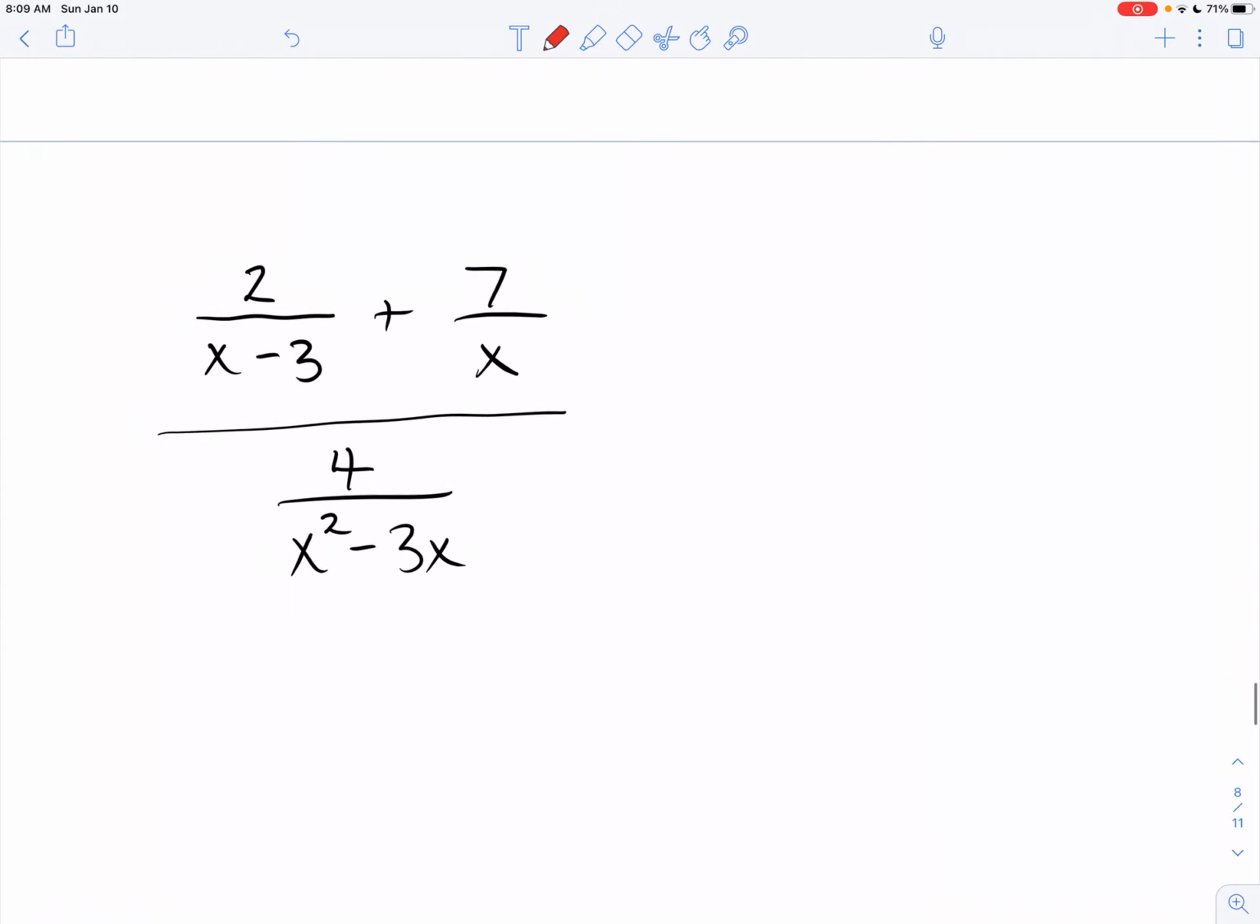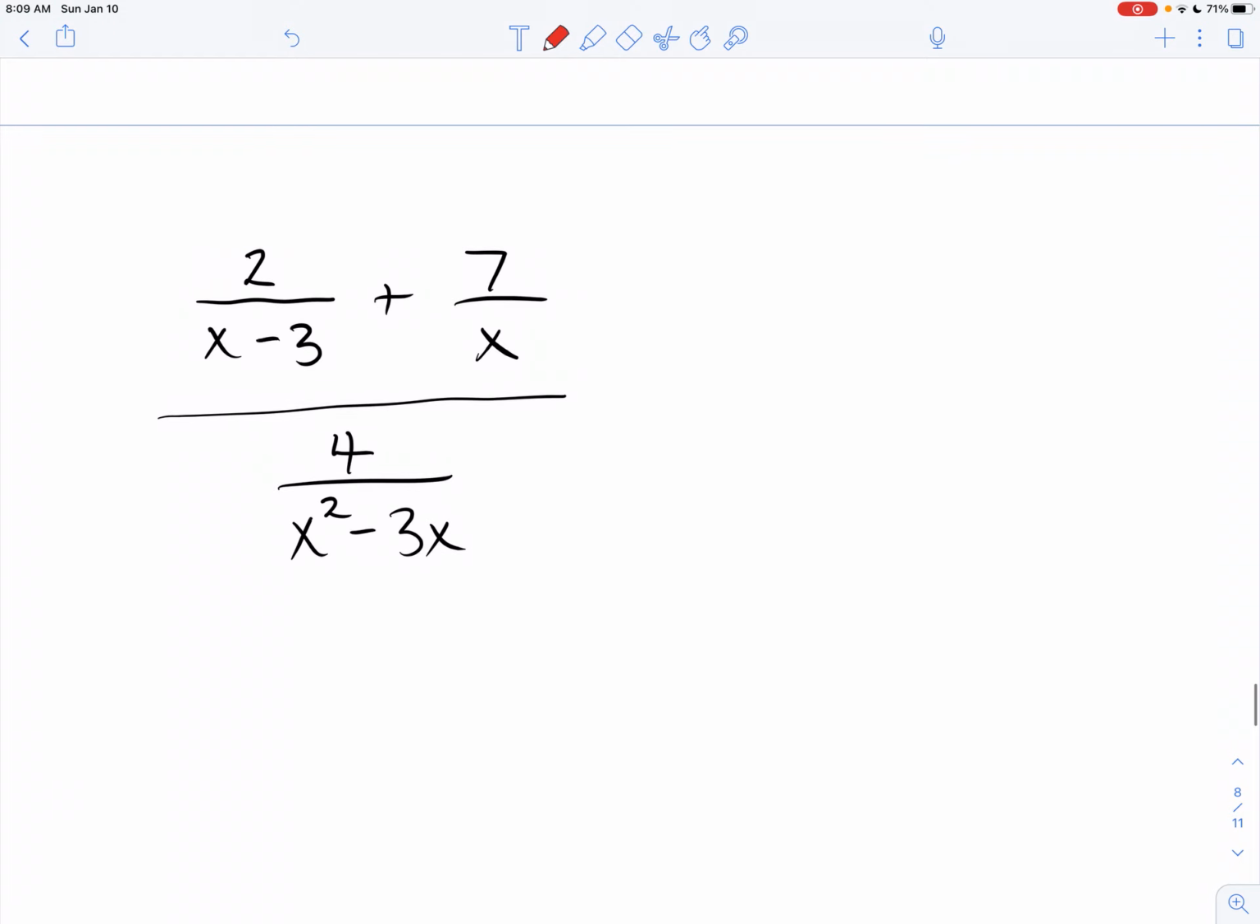Okay, what about this crazy one? Well, see, this guy's a binomial, and this guy's a monomial. Binomials and monomials are not the same. So I can't just say I'm going to multiply everything by x minus 3, or I'm just going to multiply everything by x. And what's up with this dude? I don't know if you guys see it, but there's a GCF there. I could rewrite the bottom part so it looks like x times x minus 3. That's what I could do.